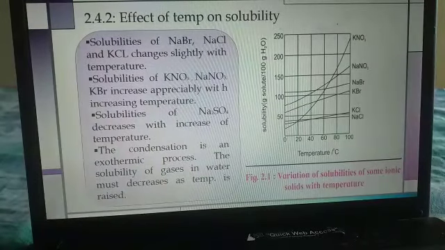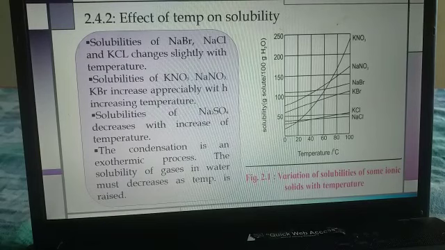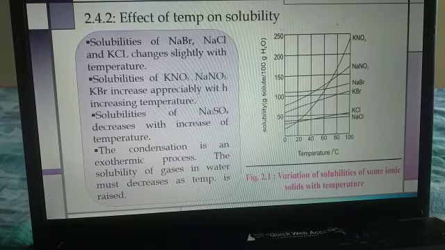The effects of temperature are shown by different types of graphs, and these graphs can be understood by using the variations of solubility of some ionic solids with temperature. The solubility of substances like NaBr, NaCl and KCl changes only slightly with temperature. If you observe the graph, you can see that NaBr, NaCl and KCl show only a slight change.